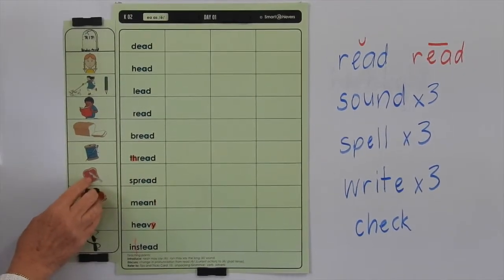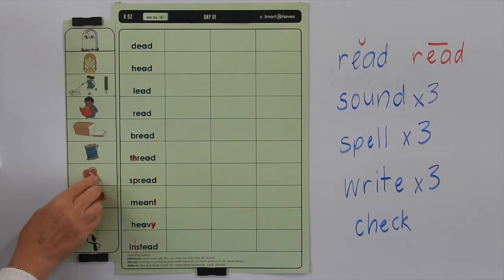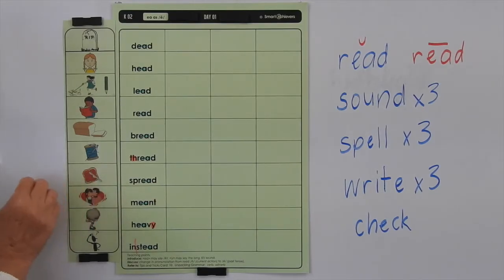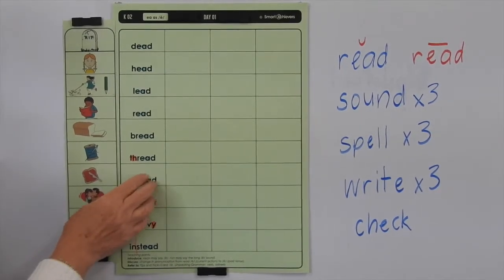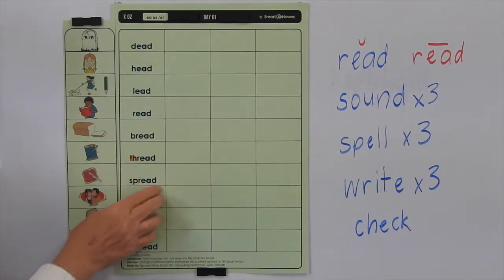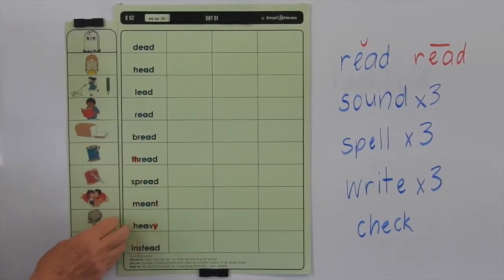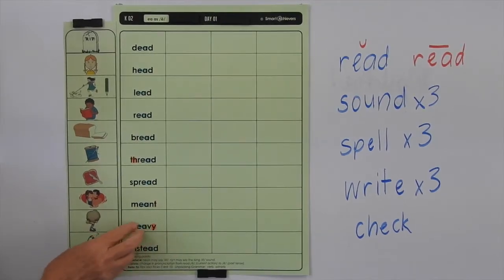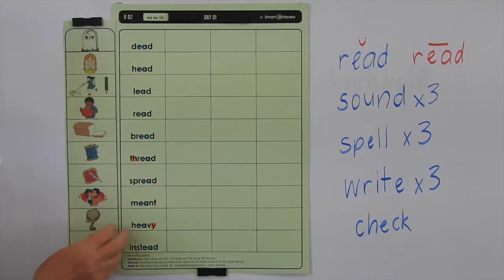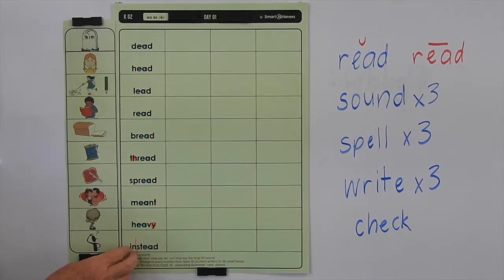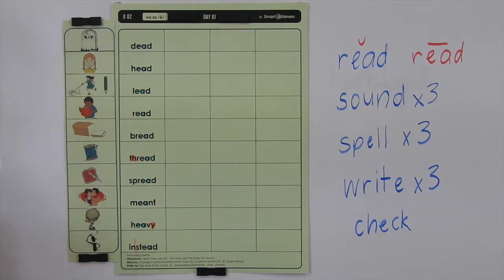Spread means to evenly push things out onto something. So you might spread the peanut paste or Vegemite onto the bread, or you might spread out toys. It means to spread them out over a space. Meant is when you mean to do something. Heavy is when something weighs a lot. It's very hard to carry. The opposite of heavy would be light. And instead, you might decide to do something, and then you might decide to do something else instead.